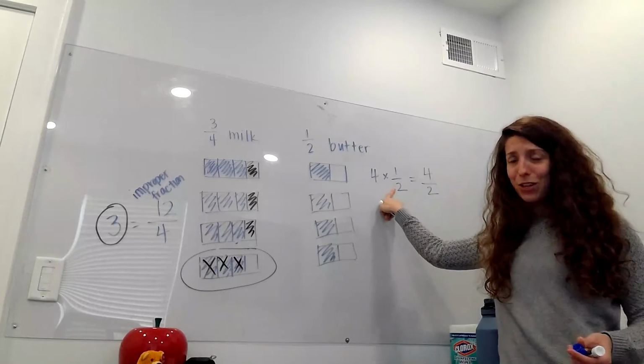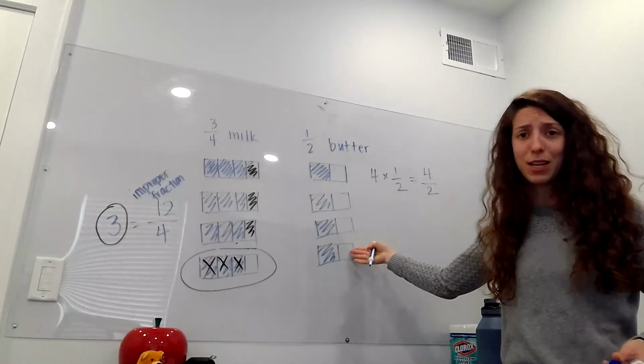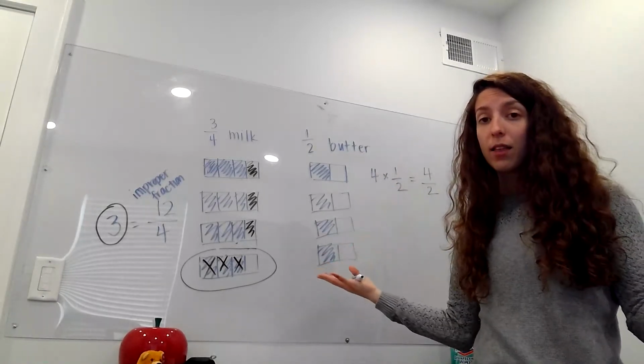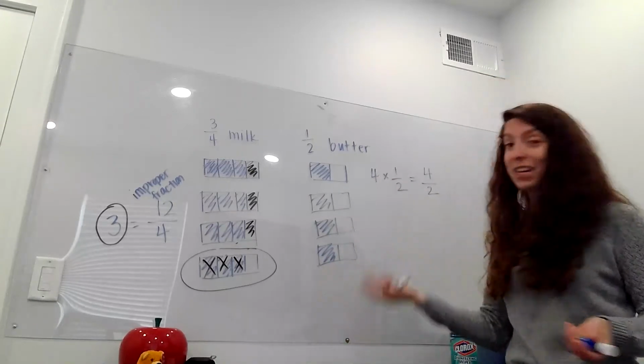Notice, the 2 doesn't change. I didn't change these into 4ths. I didn't change these into 8ths. I didn't change these into 16ths. They still stay as halves. I just have 4 of them, right?